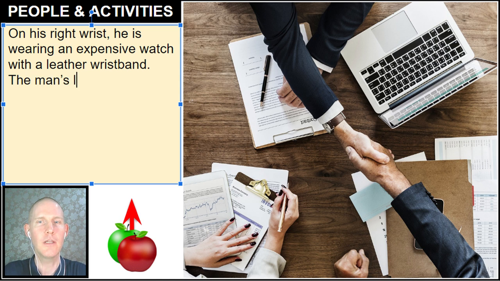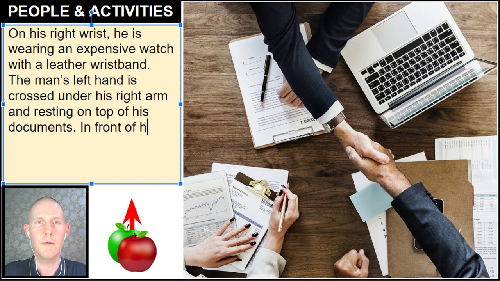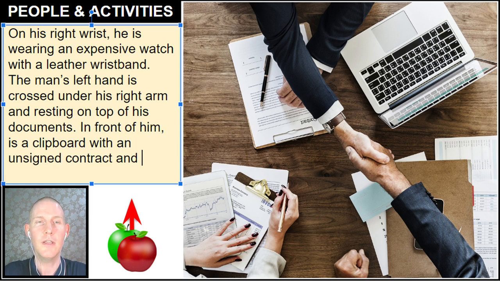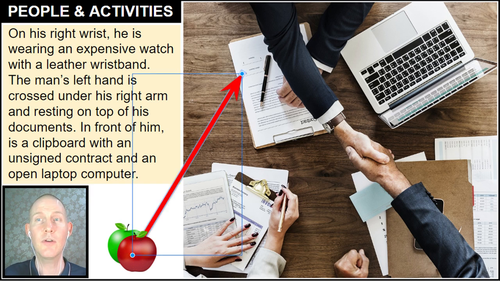The man's left hand is crossed under his right arm and resting on top of his documents. In front of him is a clipboard with an unsigned contract and an open laptop computer. So we have the unsigned contract. Unsigned means there are no signatures. No one has put their name on it yet. And maybe he's reviewing it and suddenly he's like, yes, it's good. Let's shake hands and let's do it.